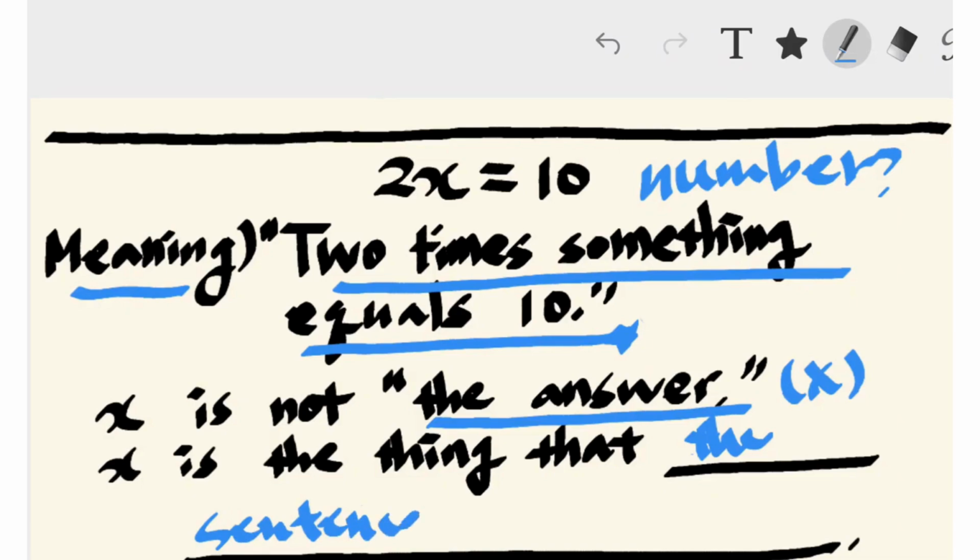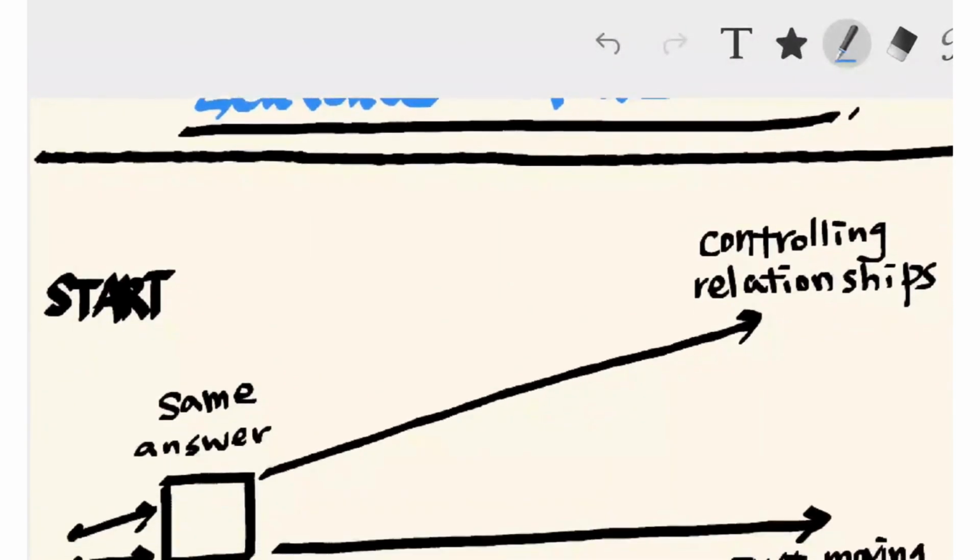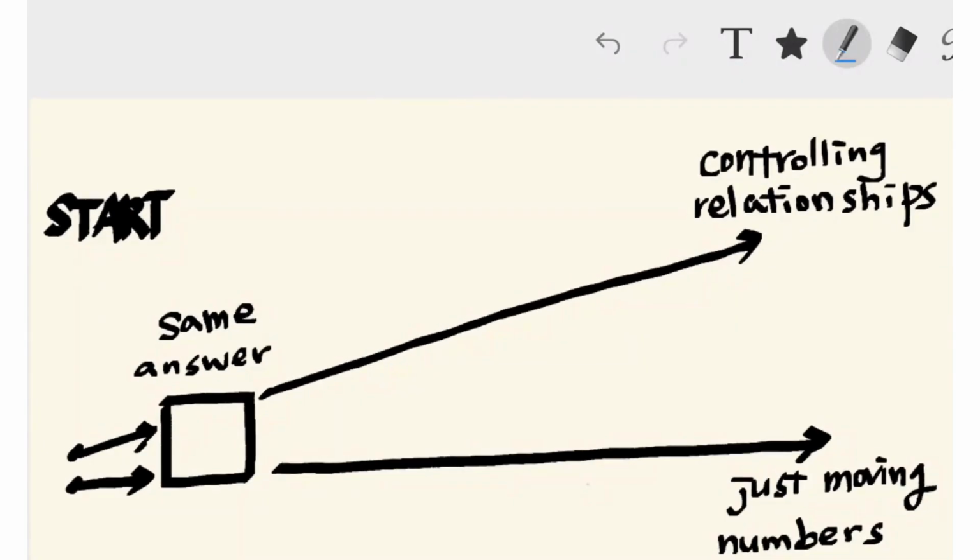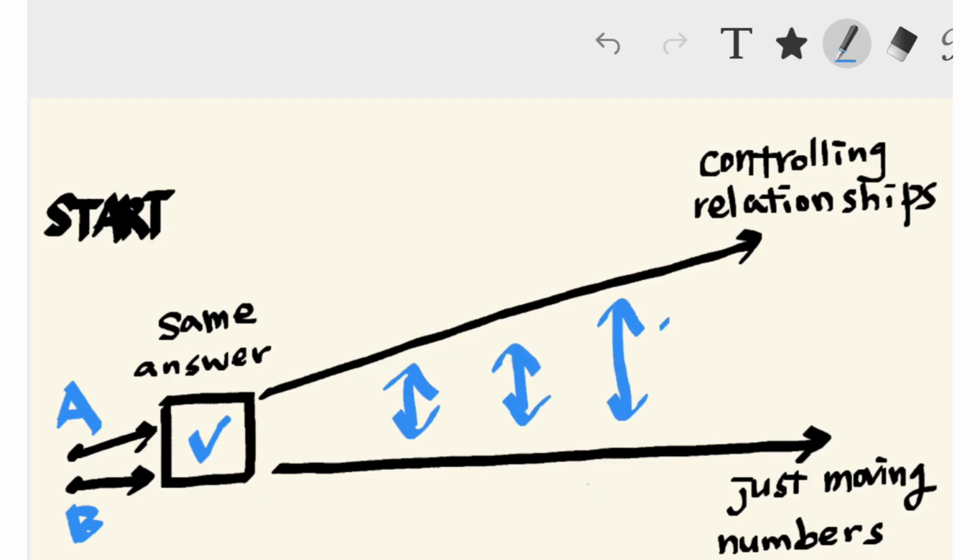Here is the important part. This difference in thinking seems very small at first. At the beginning, both ways often give you the same answer. But as problems become harder, this tiny difference creates a huge gap in problem-solving ability. One student is just moving numbers. The other student is controlling relationships.